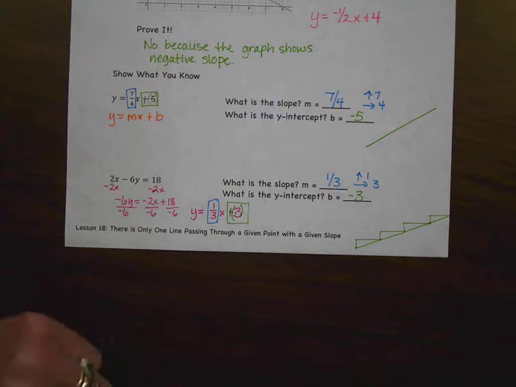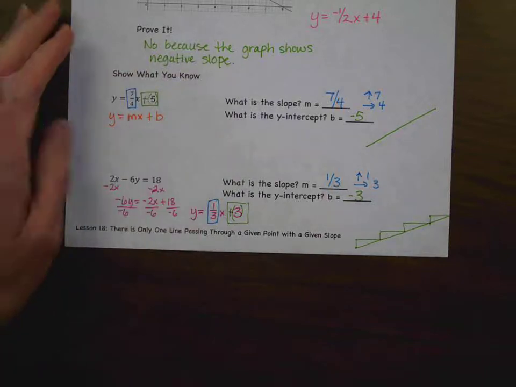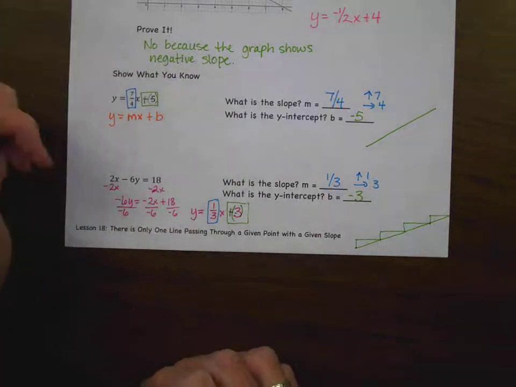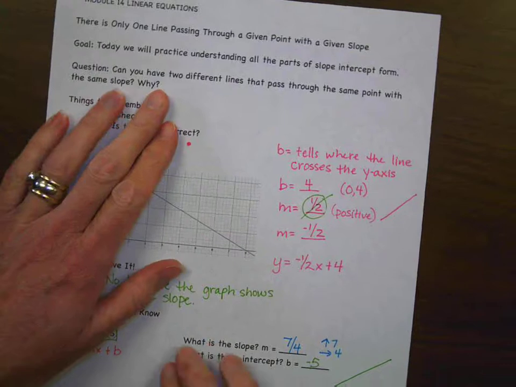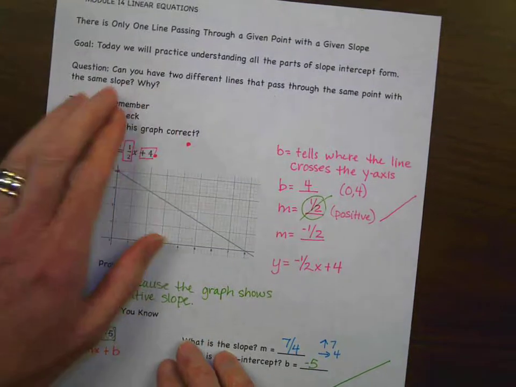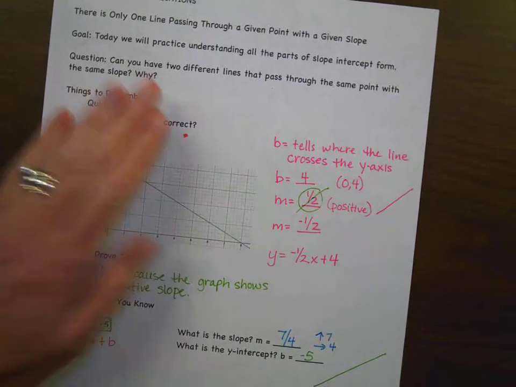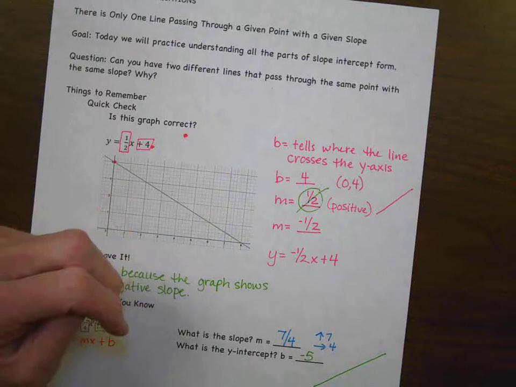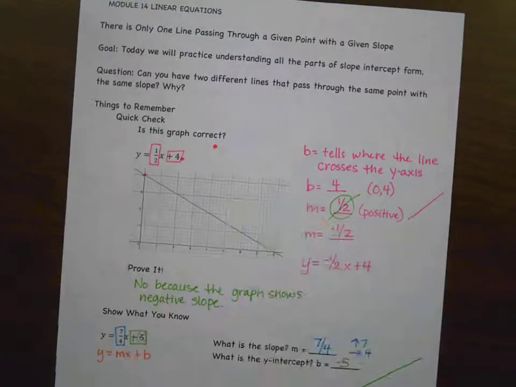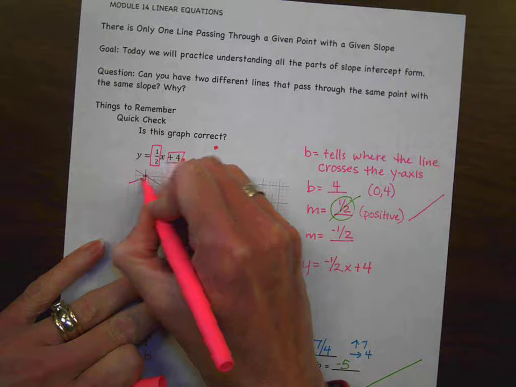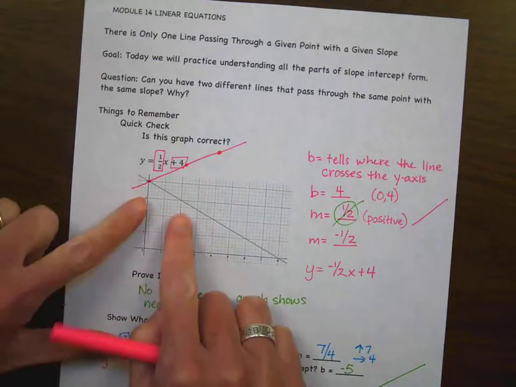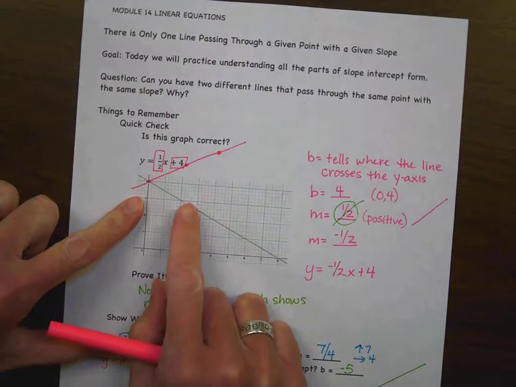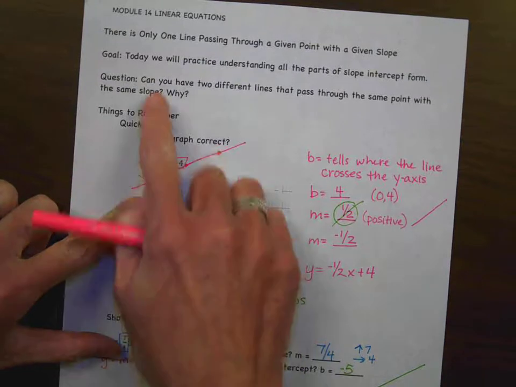Okay? All right, so now we need to address our title, because in the title it says there is only one line passing through a given point with a given slope. It also said in our question that we're supposed to be thinking about, can you have two different lines that pass through the same point with the same slope? Well, boys and girls, you definitely can have two lines that pass through the same point. We proved that right here, okay? But what you saw when we graphed these is you cannot have the same line.